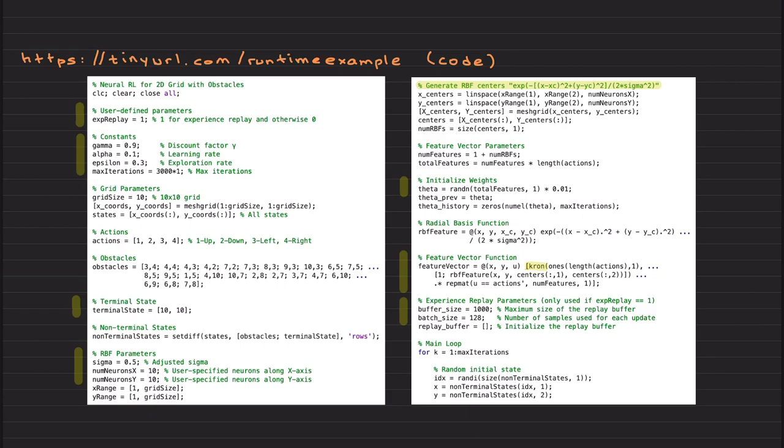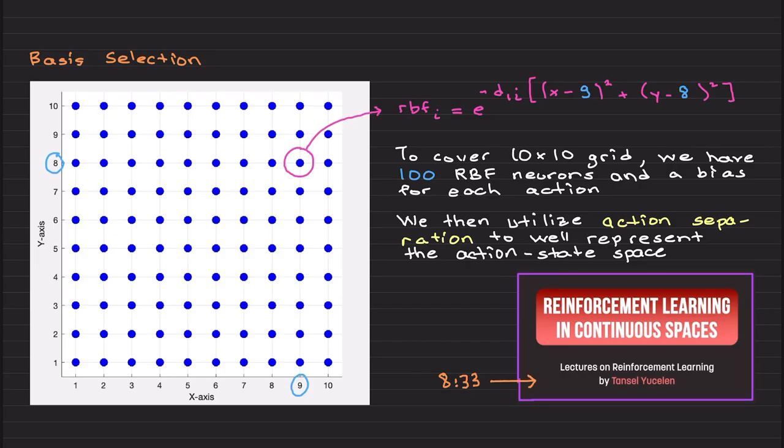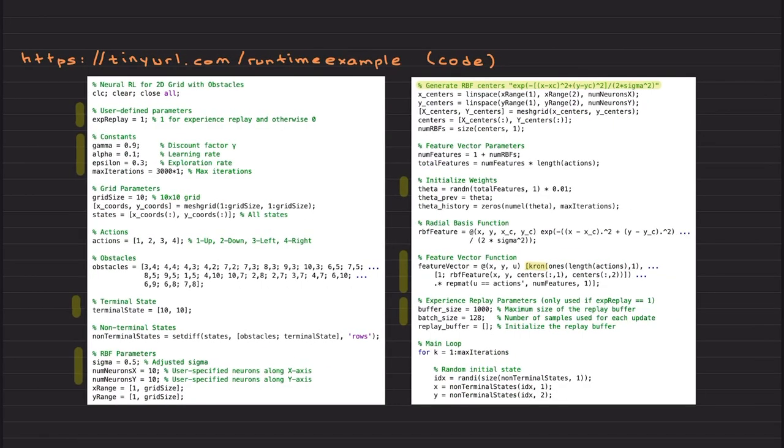Let's see what other parts you can play. This is the action separation part. I explained this in the video actually. And then for experience replay, 10,000 I think is a nice buffer size. And this is the batch size, the number of samples used for each update.